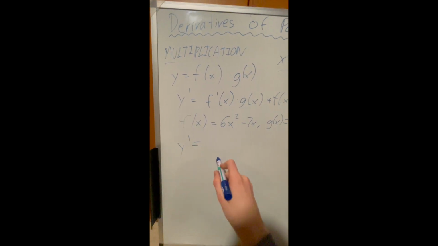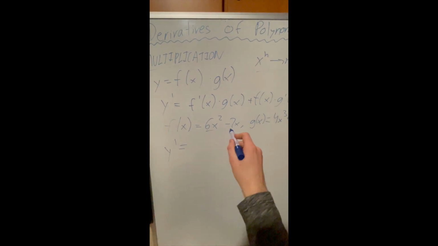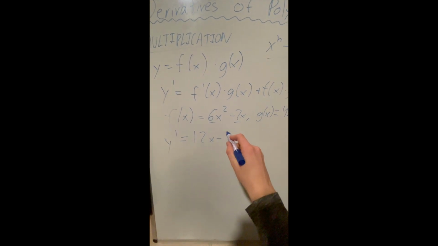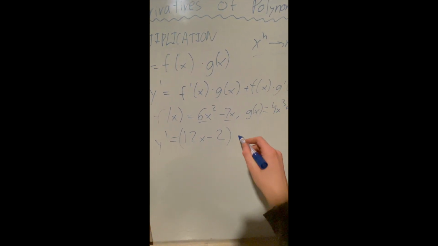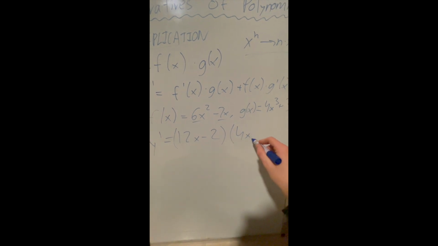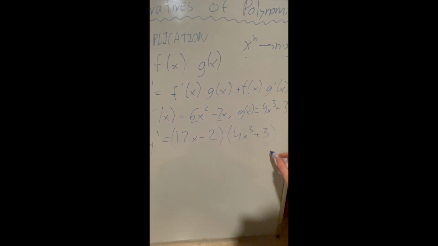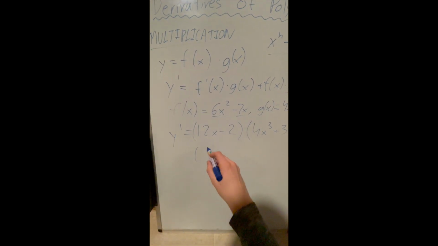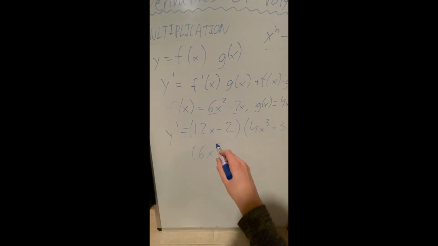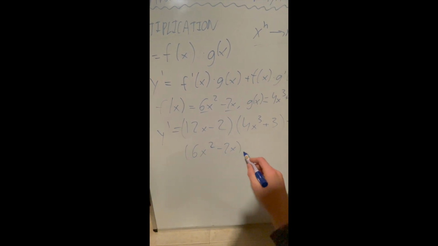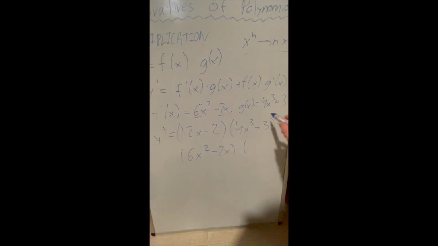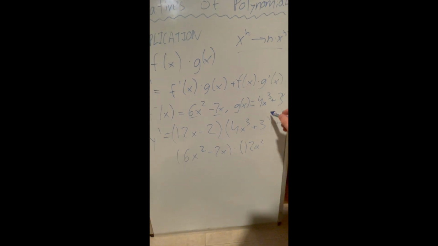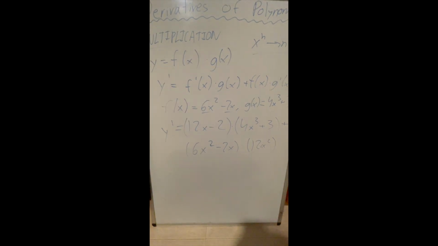Y prime is equal to f of x prime, so this prime and this prime. 6x squared prime is 12x minus 2x, this is minus 2, and this is multiplying just g of x, so 4x to the power of 3 plus 3, this is maintained the same, and then we're adding this to f of x, which is maintained the same, 6x squared minus 2x times, we derive this, 4x cubed is 12x squared, and 3 cancels out. This is a constant, so we keep it like so.